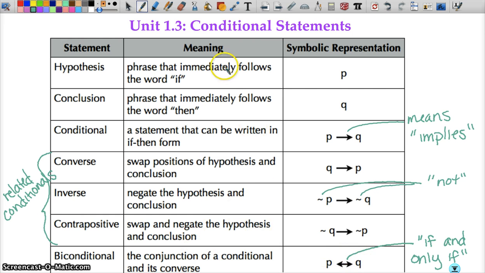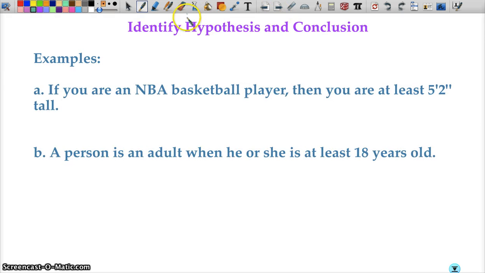Okay, so now let's take these symbols and actually put some meaning to them so that you can see how this all works. So what we're going to do then is we're going to look at these statements right here. So if you are an NBA basketball player, then you are at least 5 feet 2 inches tall, which I would hope because that's really tiny. 5 feet 2 as an NBA basketball player, that's really small. But, I digress. Okay, so the word if, you'll see it right here, and then you see you are an NBA basketball player right there.